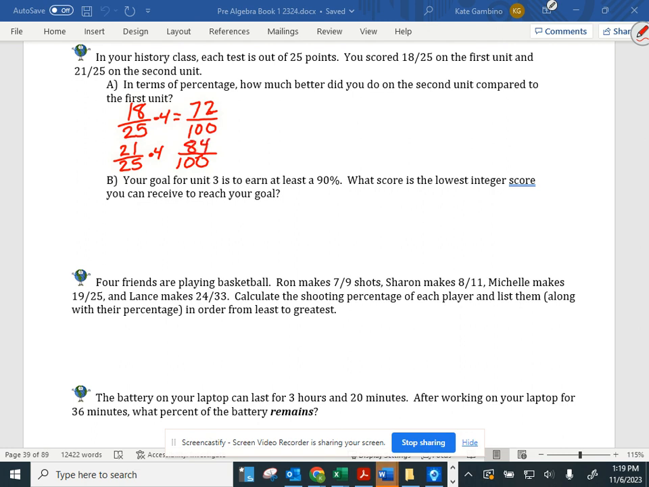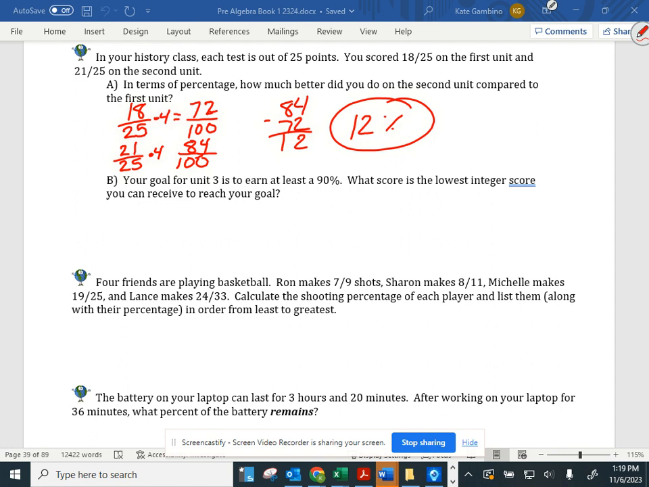So now that's the legwork that we have to do. Now we can answer our question. How much better did you do in terms of percentage? How much better did you do on the second compared to the first? Damien? Well, what you do is 84 minus 72. Yeah. So we did 12% better. So you have to do all the steps.